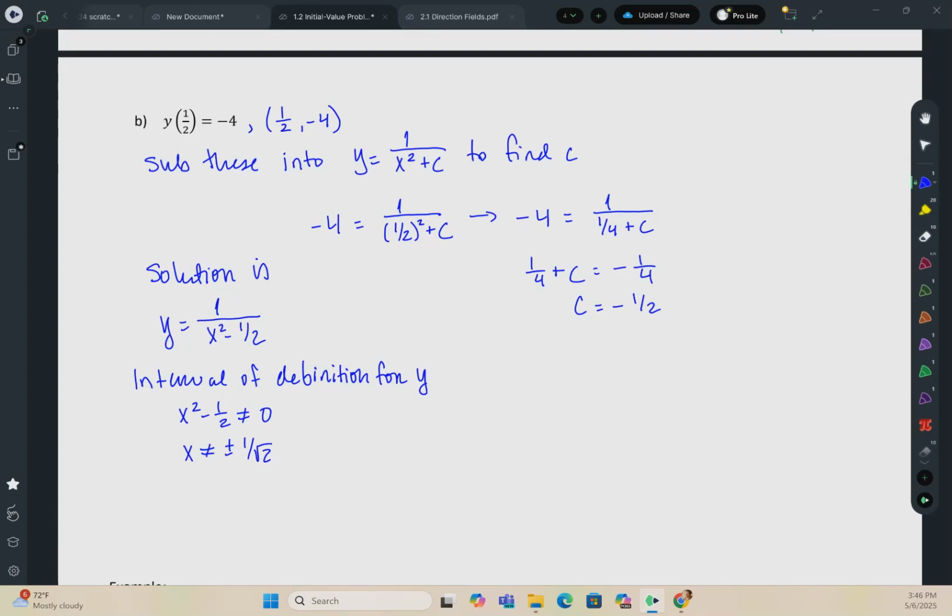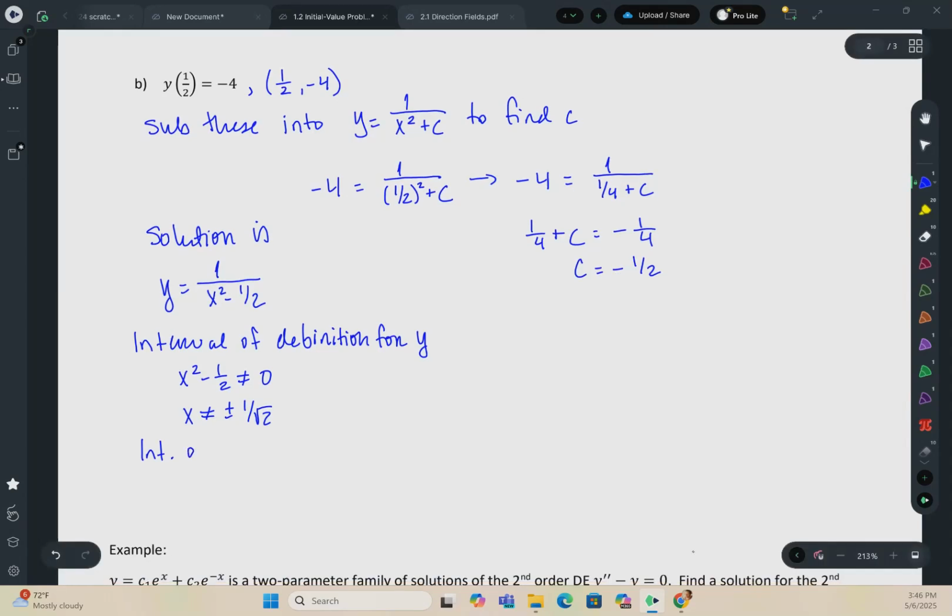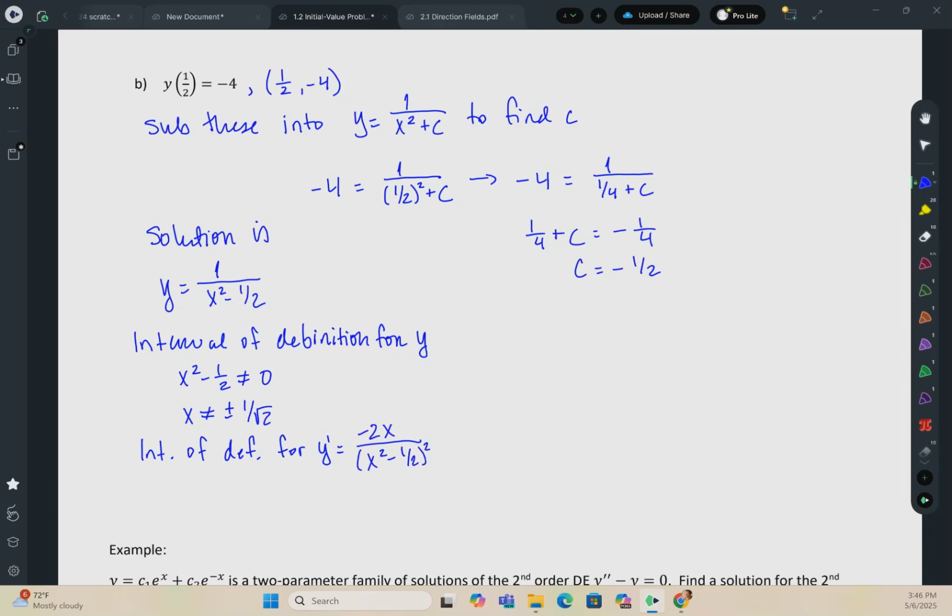And if we take the derivative, and I'm going to simplify this, so interval of definition for y prime, y prime is equal to, very similar derivative, we'll get a negative 2x over, in parentheses, x squared minus 1/2, all squared. The interval of definition for y prime, the only restrictions are the same as they were for y, so it's the same. But now we want the interval of definition for the IVP.